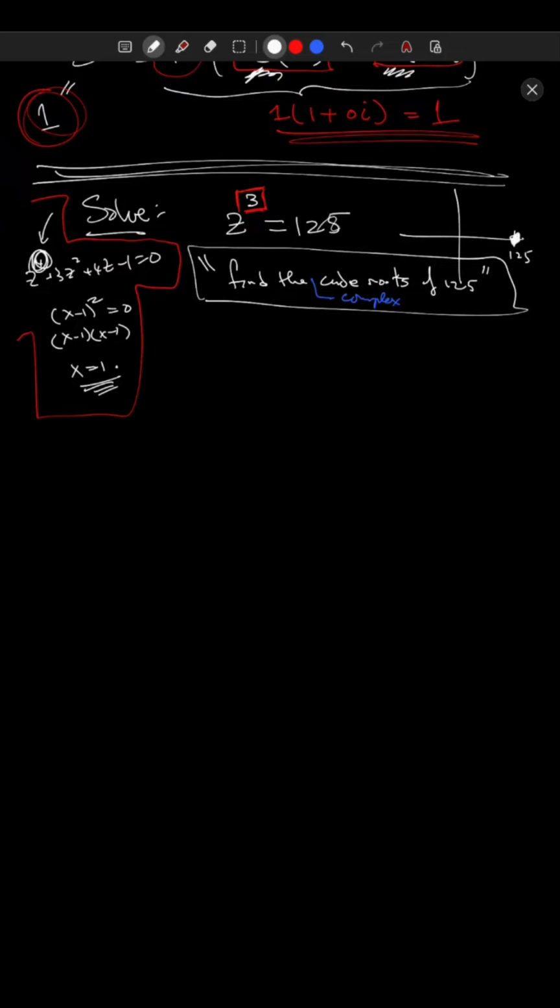So I want to write both of these in trig form. So 125, I'm going to write this in trig form. 125 lives right there on the x-axis, so its angle with the x-axis is 0. I know the angle portion is 0, and its distance to the origin is 125. So this is 125 cosine of 0, plus i sine of 0.